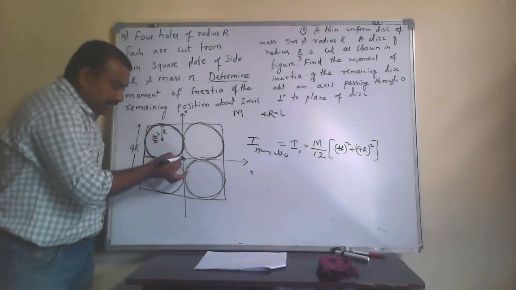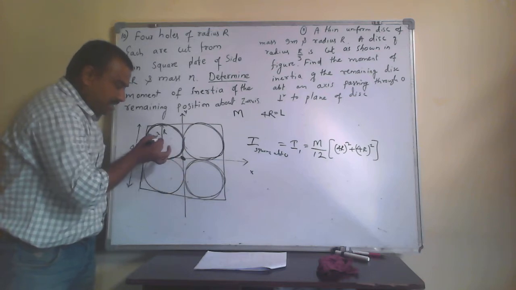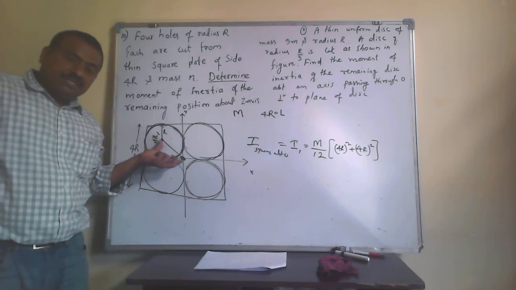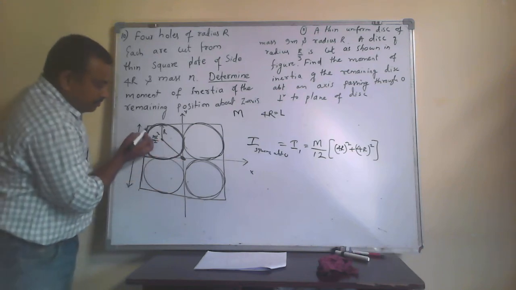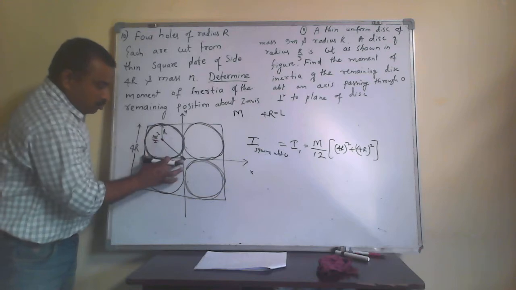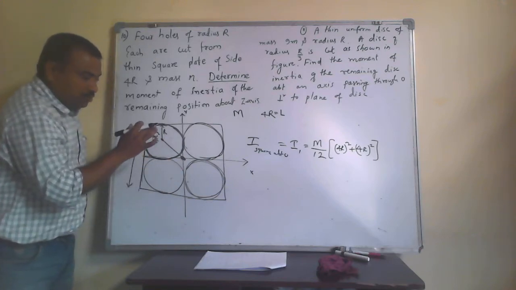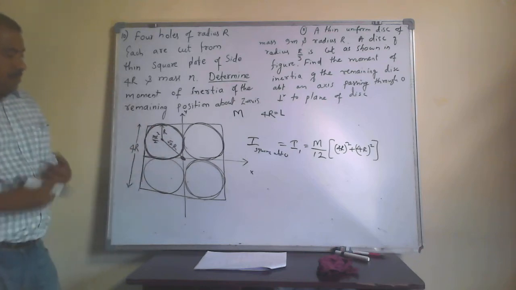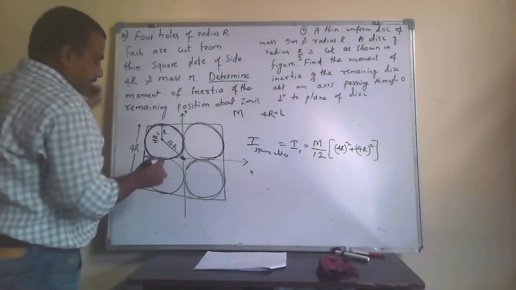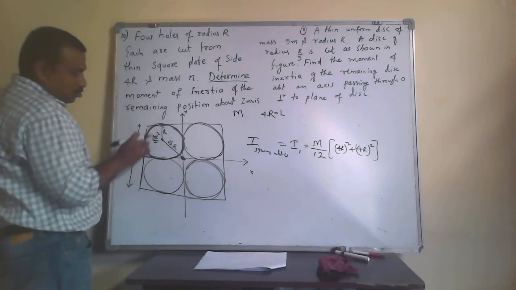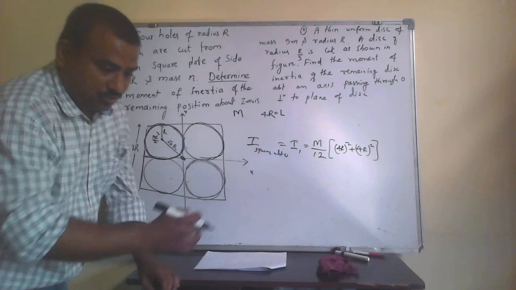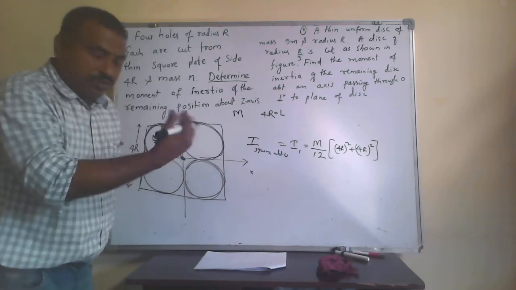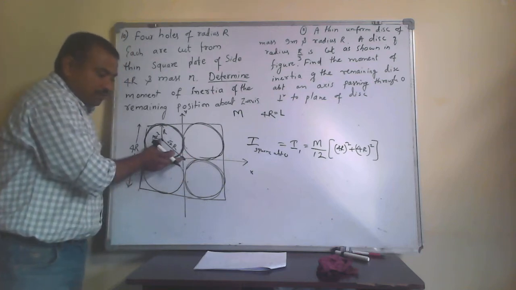But here this axis and this axis are parallel. What is the distance between them? That you have to calculate. If this is a diagonal, and this side is 2r, then the diagonal is the square root of 2r square plus 2r square, that is 4r square plus 4r square, 8r square, so 2 root 2 r. Divided by 2, the half portion is root 2 r. So the distance is root 2 r.